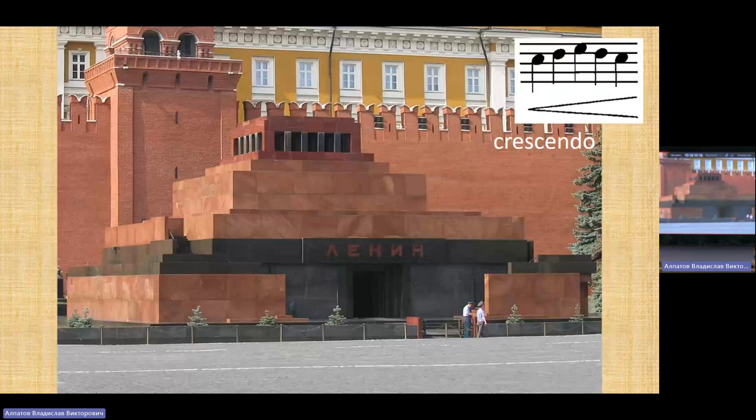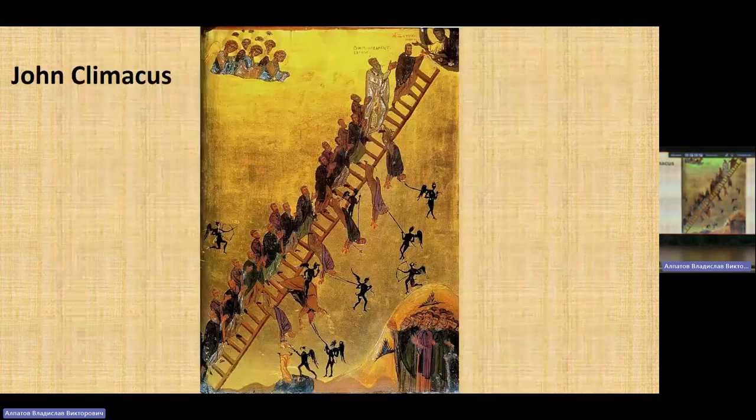And then if we speak of musical parallels, there is this phenomenon of crescendo, right? When the volume of what you play or what you say grows, and then you say something louder and louder and louder, and it reaches the peak. This is crescendo. One more example, which I couldn't help but include here, is the illustration, an icon of the book by John Climacus. And you can guess that John Climacus means somebody who has to do with staircases.